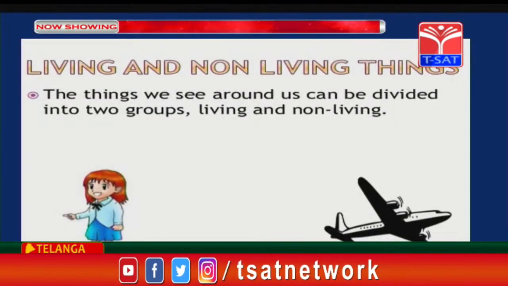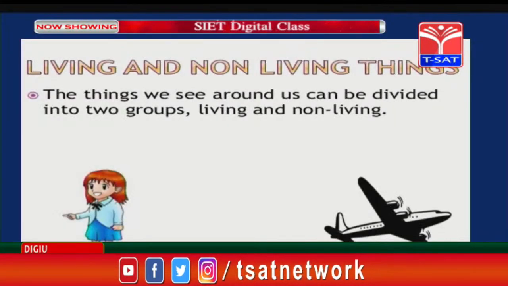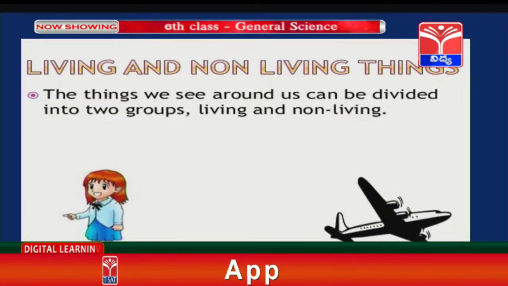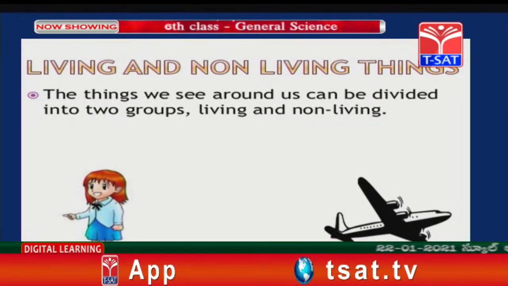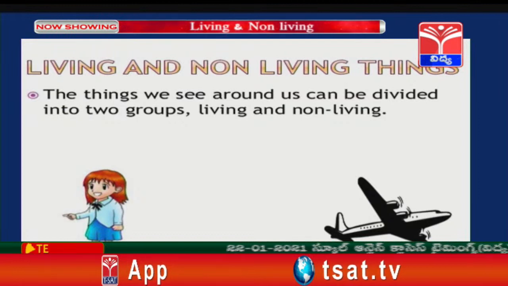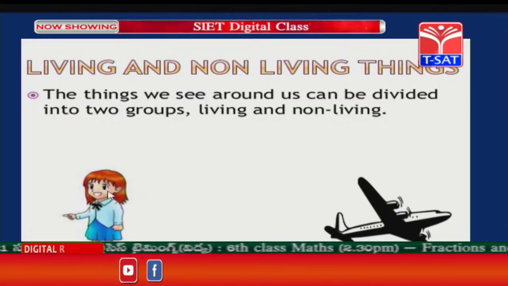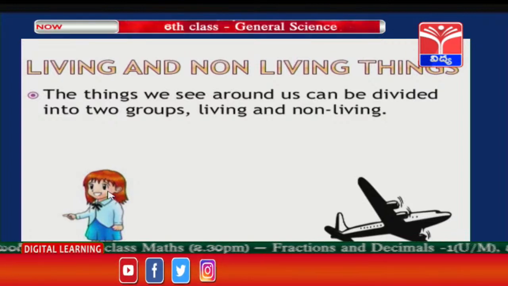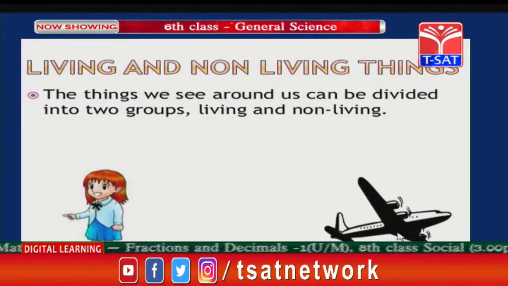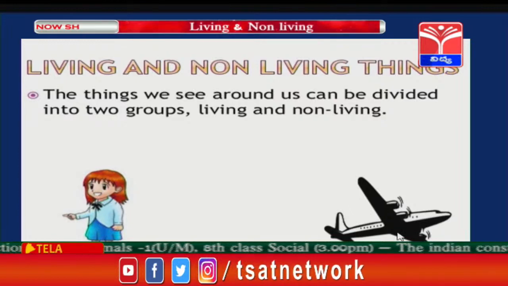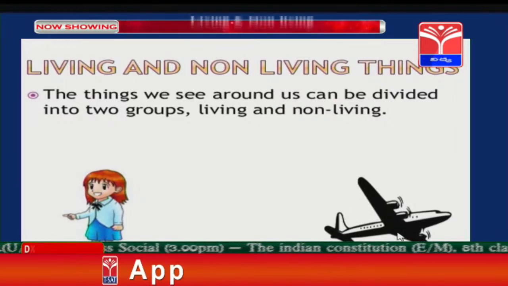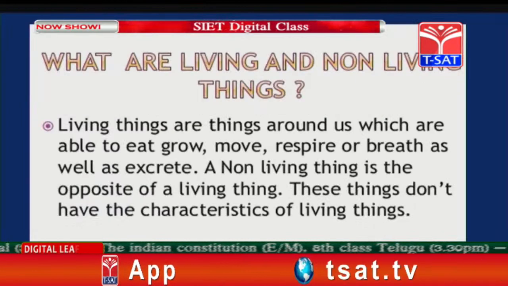Yes. Now, see the next one here. The things we see around us can be divided into two groups. What are those? Living things and non-living things. See here in this slide, children, a girl is there. Is she living or non-living? She is a living thing. See here, an aeroplane is there. Is it living or non-living? It is a non-living thing. So, how can we differentiate them?